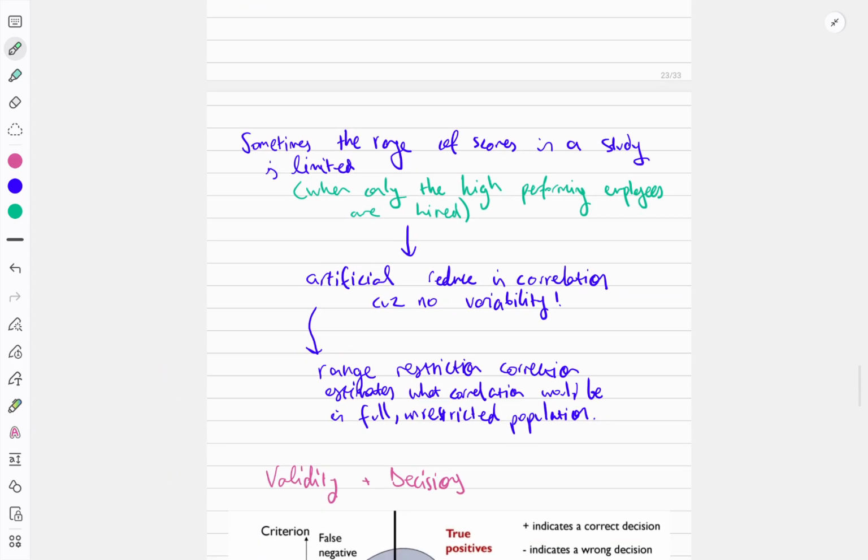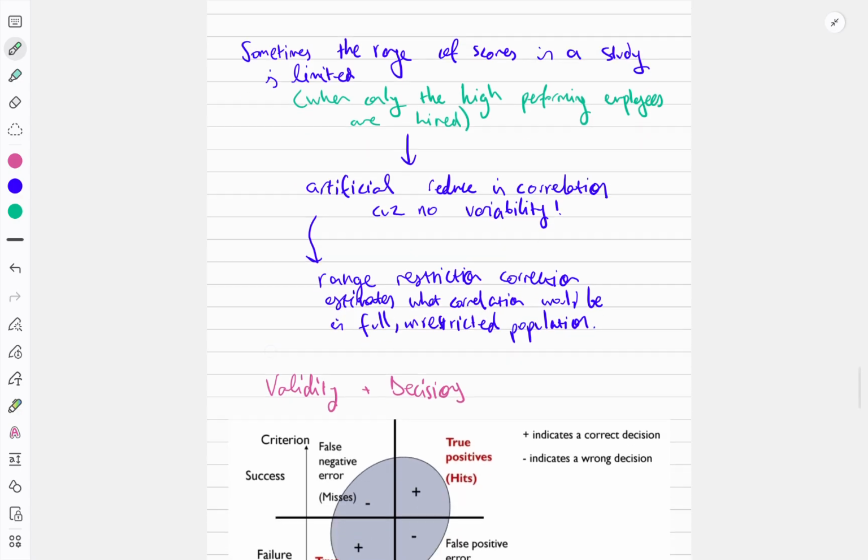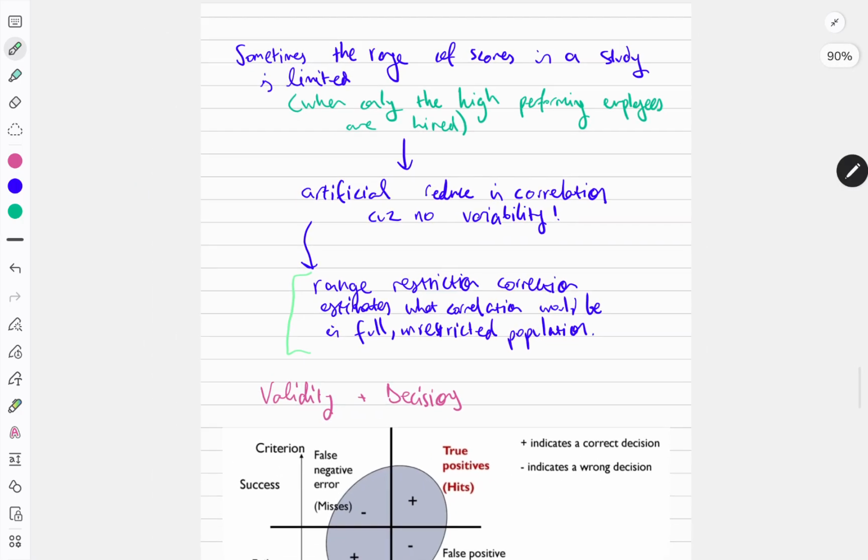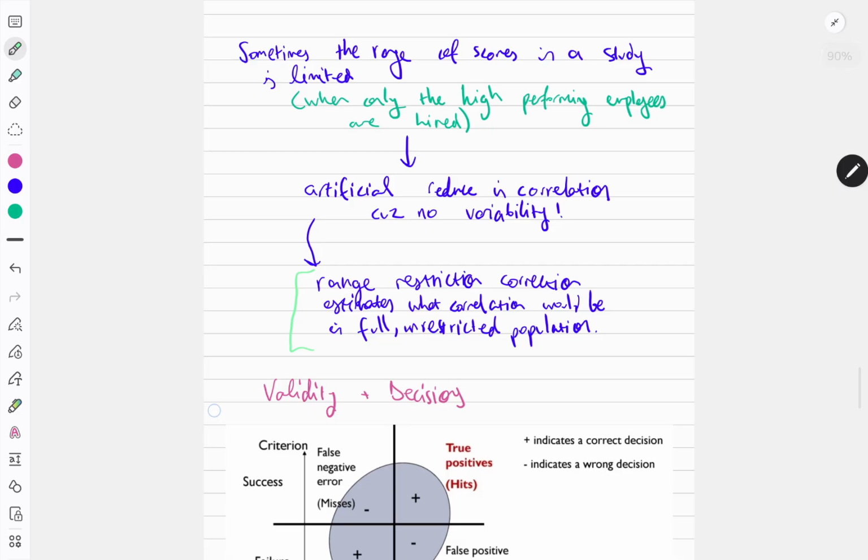Sometimes the range of scores in a study is limited, and when only the high performers are included, I have given this example so many times, I'm sorry. What we experience is an artificial reduction in correlation because of no variability, and in return, a range restriction correction estimates what the correlation would be in the full unrestricted population. This is what we can do in our meta-analysis.